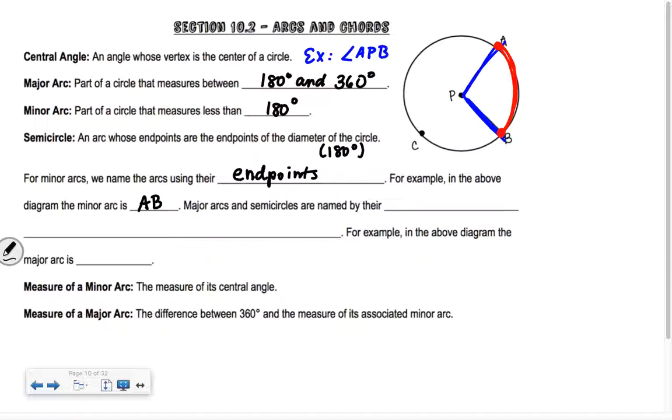And if you think about how we first learned segments, lines, and so on, a line, we drew with arrows on the end of it. A segment, we just drew a little segment, right? So for an arc, we're going to draw a little curvy thing. So that's arc AB. Major arcs and semicircles are named not only by their endpoints, but also a point in between.